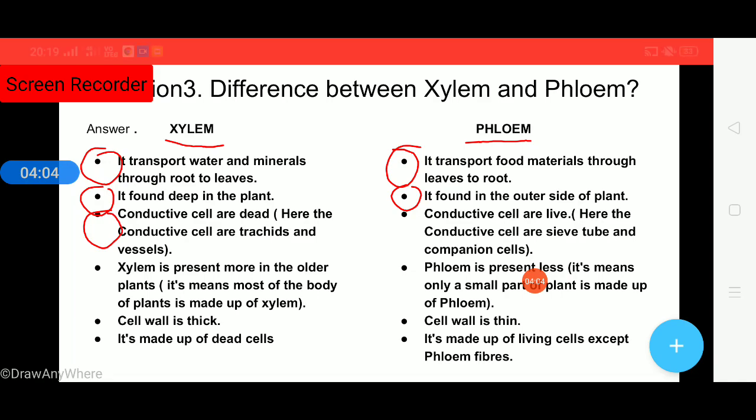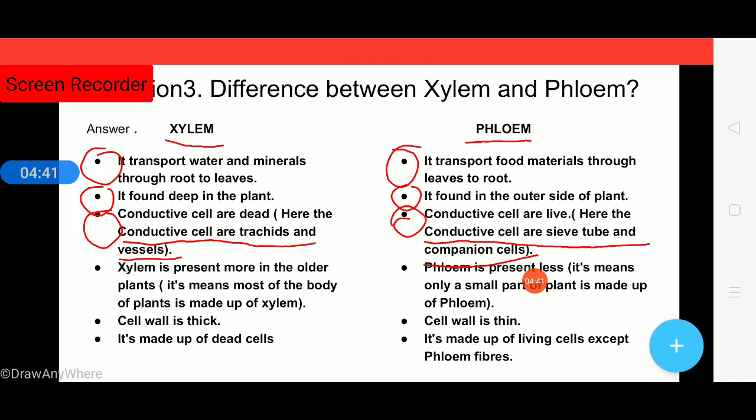The third point of xylem, conductive cells are dead. Here the conductive cells are tracheids and vessels. Mainly the students are confused about what the conductive cells are. So here the conductive cells are tracheids and vessels which are dead. And in the phloem case, conductive cells are alive. Here the conductive cells are sieve tubes and companion cells.